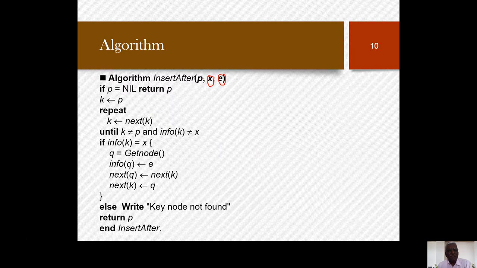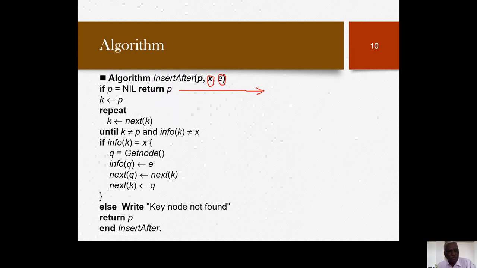Now what happens is that in this particular algorithm, if p is null or nil, we are not going to do anything. Some people may do it in such a way that in the case of p being null, that means an empty list, you can add this key node by default. So that is also possible. You can modify this algorithm and take it as an exercise. Okay, now assume that p is not null, so it executes the rest of the statements.